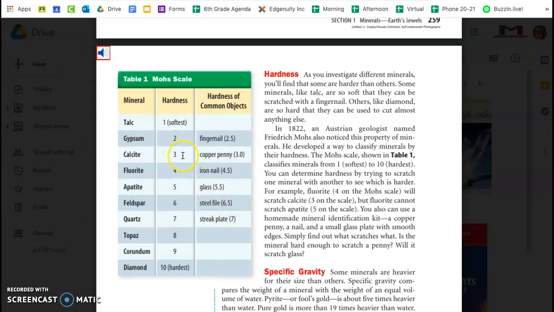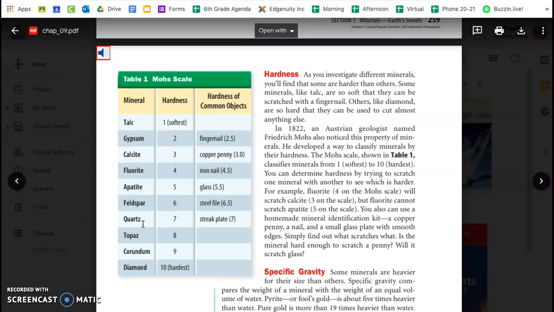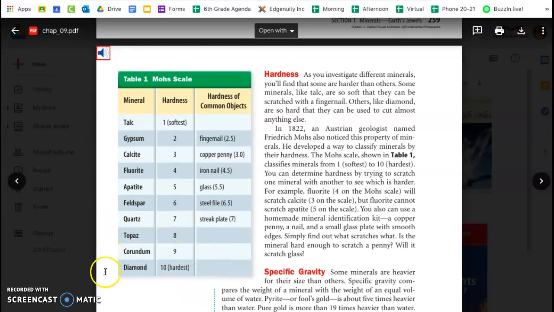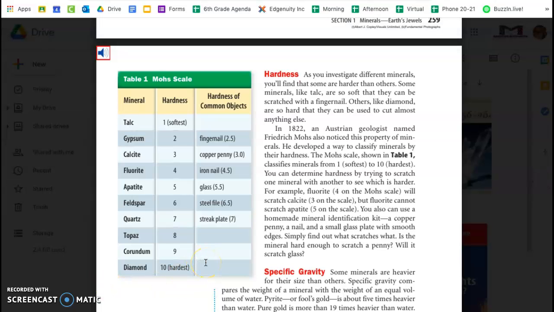The harder a mineral is, the higher the number it is on the hardness scale. And many people commonly are familiar with the hardest mineral on the Mohs scale, because it's very common that you'll hear people talking about a diamond and how it's much harder than other minerals.